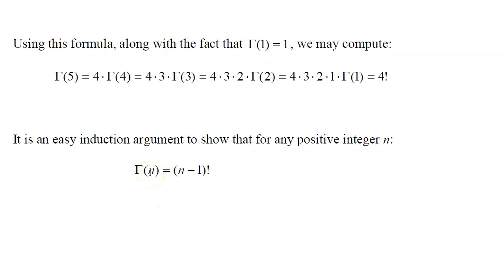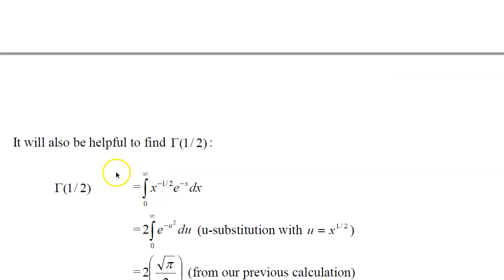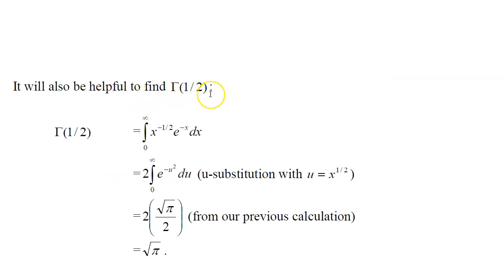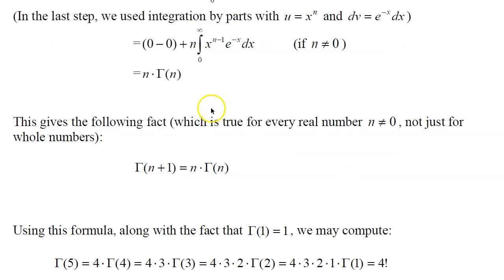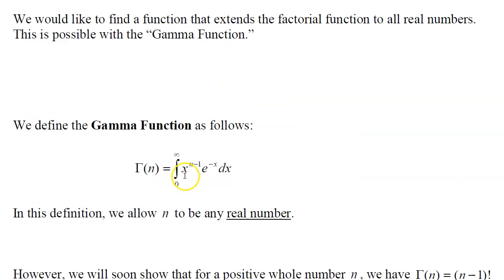Now the key thing about gamma is that if n is a positive whole number, gamma of 7 would be 6 factorial, that's true, but we can also find gamma of n even if n is not a nice whole number. For example, let n be 1/2. What is gamma of 1/2? This is going to be really interesting. If we go back to our original definition of gamma and plug in 1/2, 1/2 minus 1 is negative 1/2. So gamma of 1/2 is the integral from 0 to infinity of x to the negative 1/2 times e to the minus x dx.